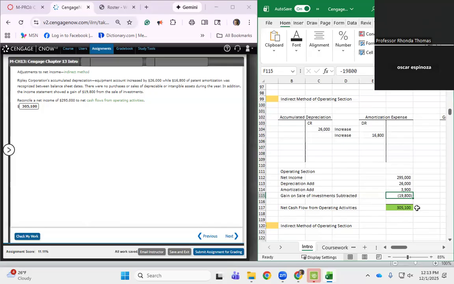So here it is. And then when I'm down here, here's how much I'm going to report on the cash flow statement in the operating section. This is the operating section. This is section number 1, 305,100. So remember, 305,100 is going to get added. Here's how much this section caused cash to go up.